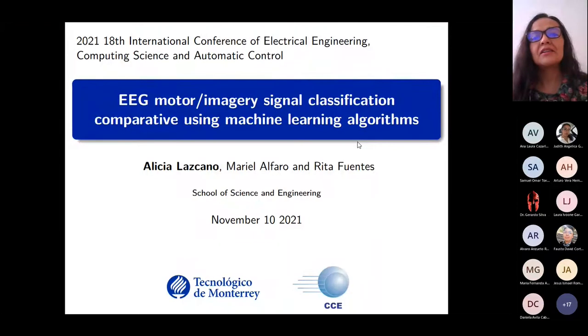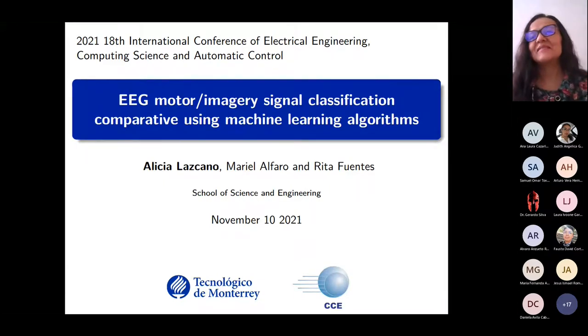Yes. Hi, my name is Alicia Lascano. I'm a PhD student in Computer Science and Technology at Monterrey. I'm going to introduce EEG motor imagery signal classification comparative using machine learning algorithms. Wait, Alicia. We cannot see your screen yet. We can hear you, but we cannot see your slides. Okay, I'm going to try again. I think it was okay. I know what happened. Okay, now? Not yet, Alicia. Are you seeing my slides? No. We can see you. Okay. Yes, ready. Now we can see your slide. Excellent. Okay, let's continue with Alicia, please.